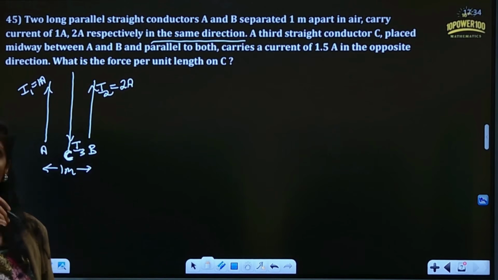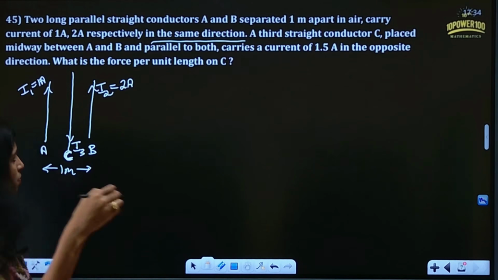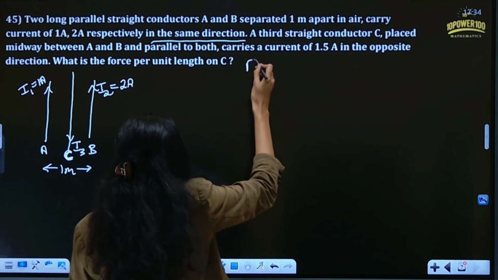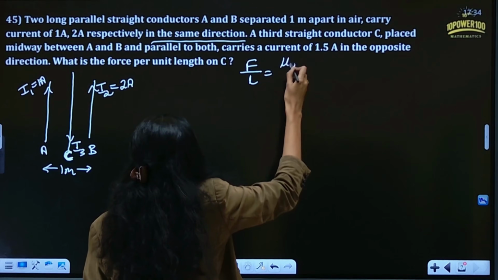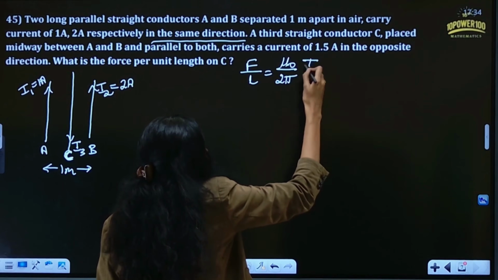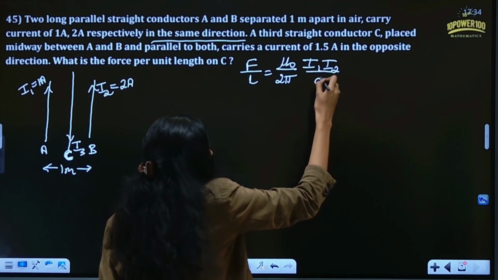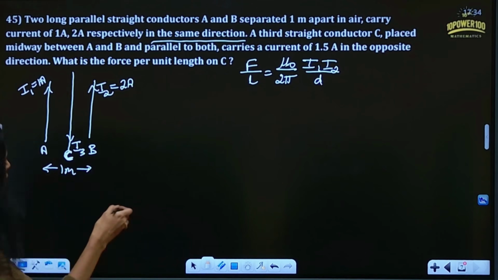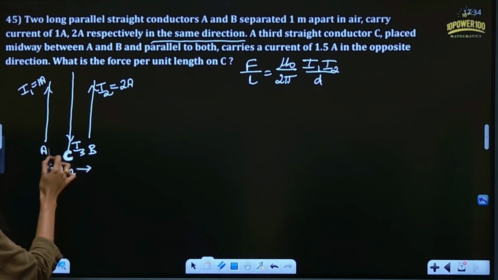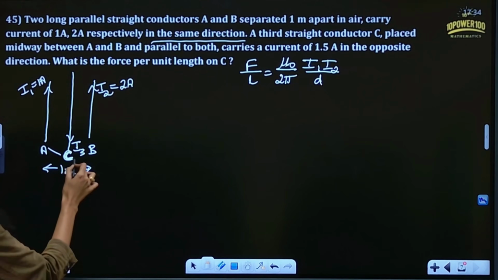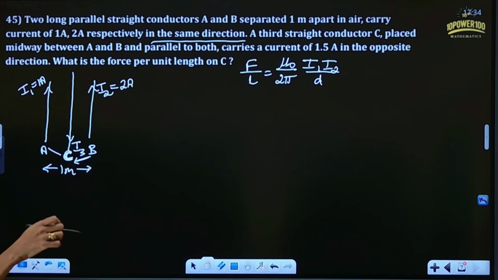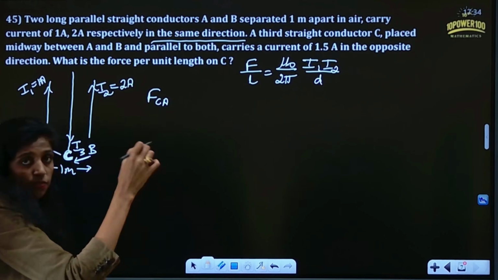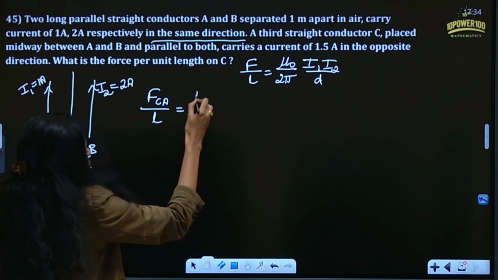Since C is in the mid of A and B, we know the force per unit length formula: force per unit length is mu naught by 2 pi, I1 I2 by the distance between the two conductors. So now to find out what is the force acting on C, first let us find out the force acting on C due to A. Then we will find out the force acting on C due to B. So let me take that as force on C due to A. I'll write it as FCA per unit length equals mu naught by 2 pi.